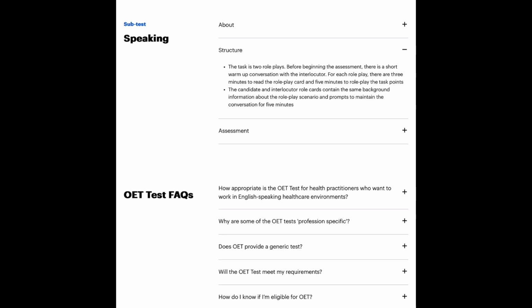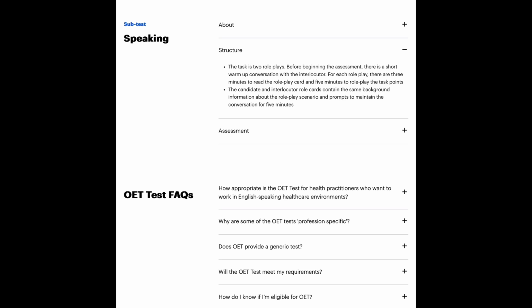The structure of the speaking subtest is 2 role plays. Before beginning the assessment, there is a short warm-up conversation. This conversation is very helpful because it helps you understand the accent of the interlocutor. For each role play, there are 3 minutes to read the role play card and 5 minutes to role play the task points. The candidate and interlocutor role cards contain the same background information about the role play scenario and prompts to maintain the conversation for 5 minutes.